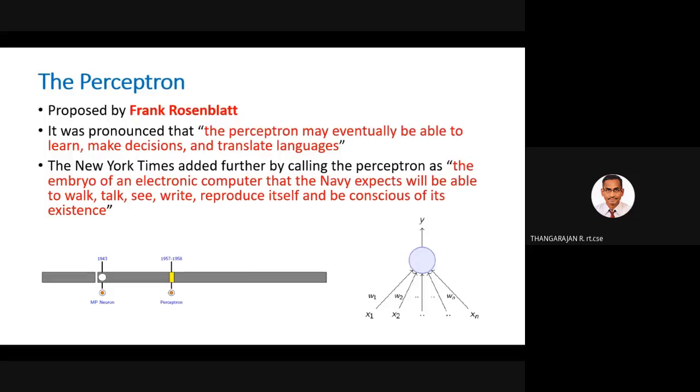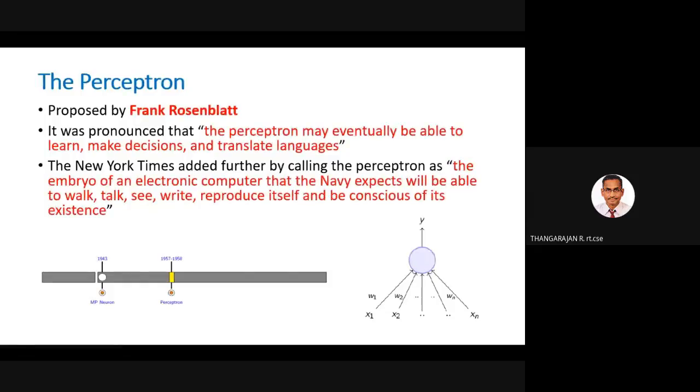Following that, Frank Rosenblatt in 1957 to 58 proposed something called the perceptron. The perceptron is again a simplified model like what I have shown before for the McCulloch-Pitts, but here, in addition to inputs, you also have weights associated with each input. So some inputs are given less weight, some inputs are given more weight.